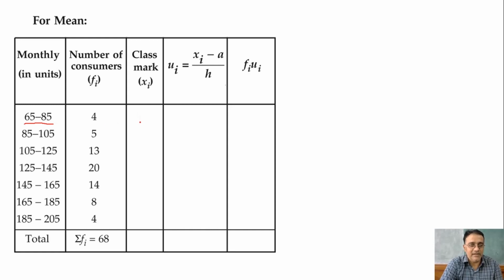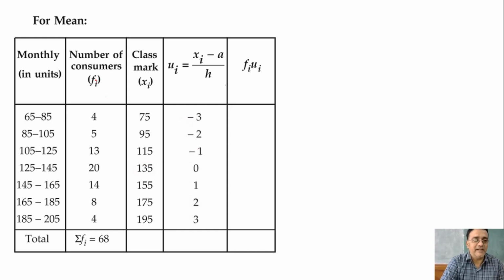75. Then after that, what is the class size here? 20. So keep adding 20: 75, 95, then 115, 135, 155, 175, 195. And the middle one is 135. So what will we do? We will write 0 here straight. 1, 2, 3. Without calculating, I'm writing. If you want to calculate, you can calculate. Minus 1, minus 2, minus 3. Below 0 are positive numbers, above 0 are negative numbers. Okay. Whether this step is clear?